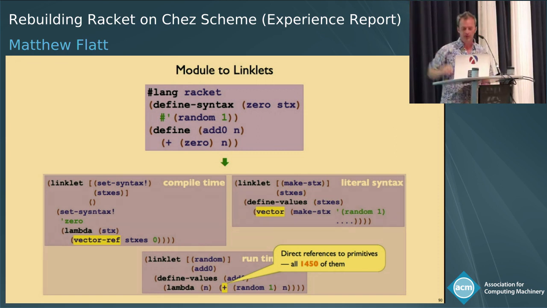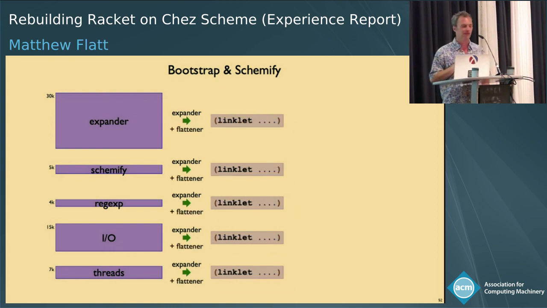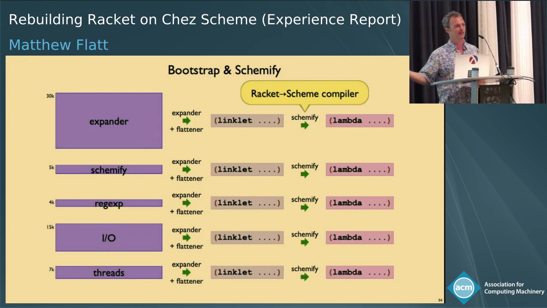So a Racket module goes to these linklets, and then you can start to see how we build Racket on Chez itself when some of it's implemented in Racket. Right? The pile of modules that implement the expander turn into an even larger pile of linklets. We can take those linklets, though, and link them statically and then simplify the code. So we have a flattener that'll take a pile of linklets that need to be linked together and give you just one linklet. That one linklet is not going to have imports, so it's basically a lambda, right? But it's a Racket lambda. So we need another little step called schemify, which takes Racket semantics into Scheme semantics.